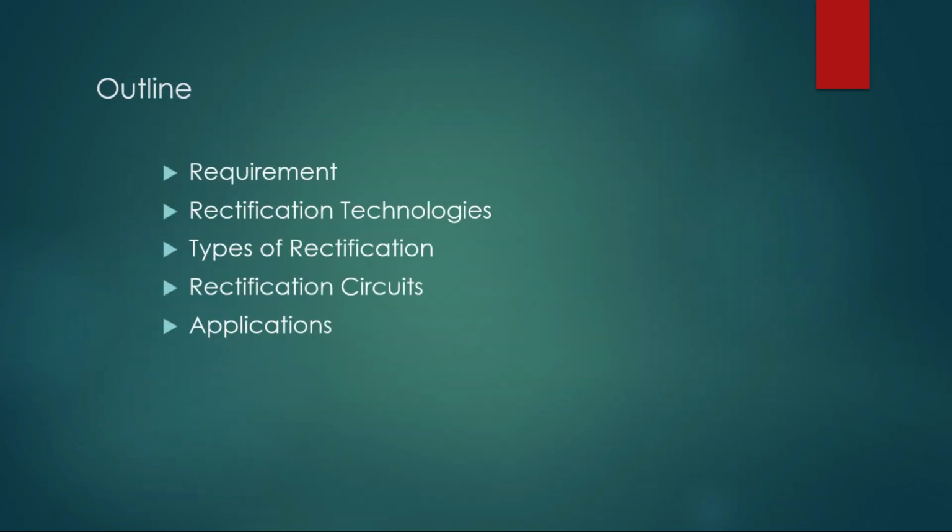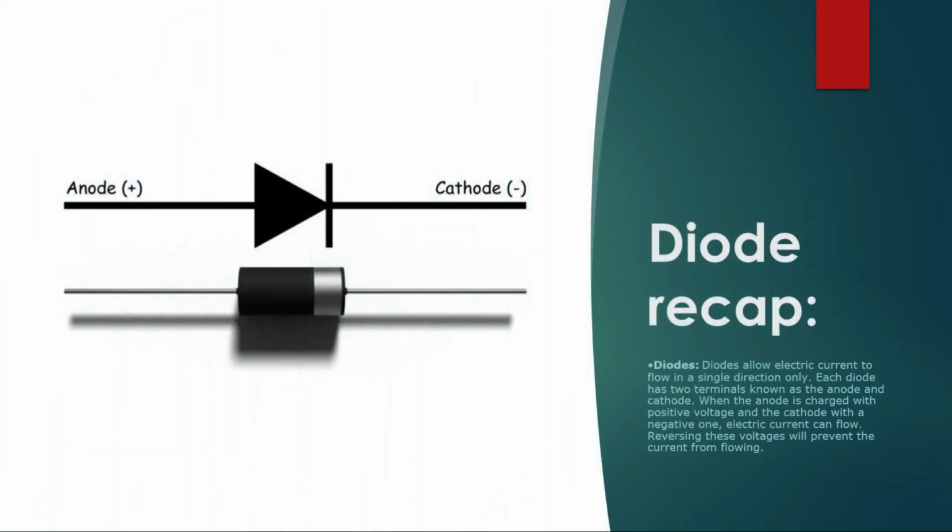Let us discuss the outline. First we will discuss the requirement, why we have to study rectifiers, where they are going to be used, what technologies are used in the rectifier, what the types are and what the rectification circuits are. At the end we will see the applications. So this will be the content for our topic of discussion.